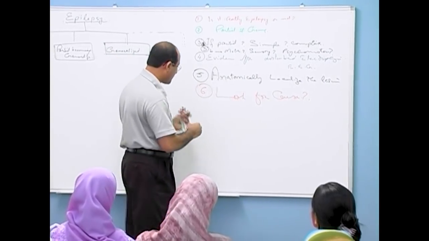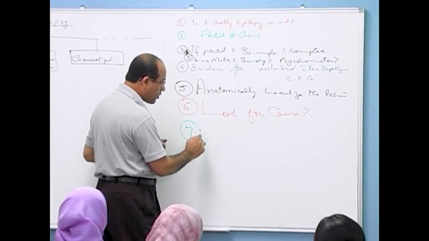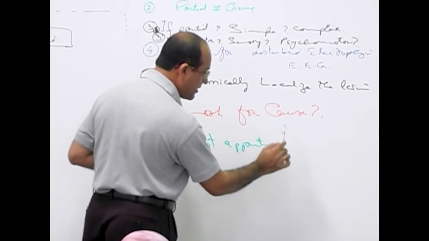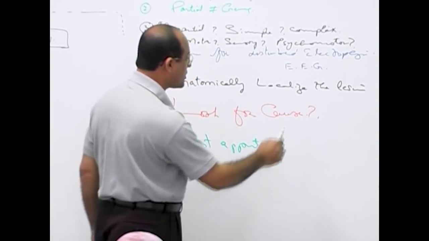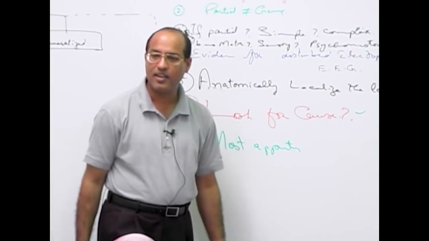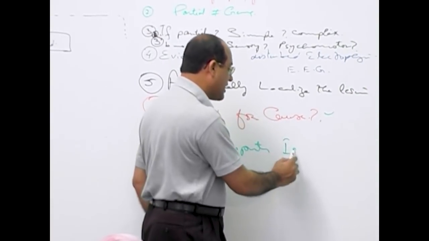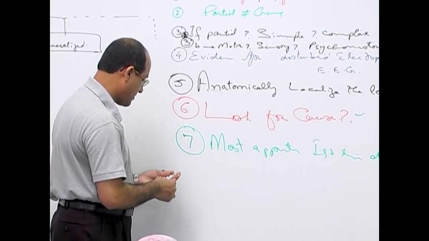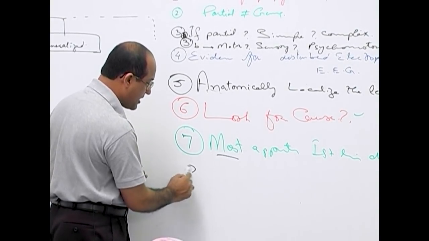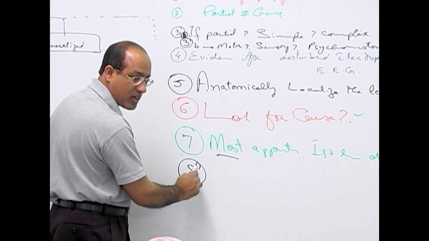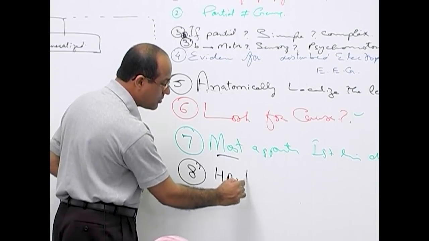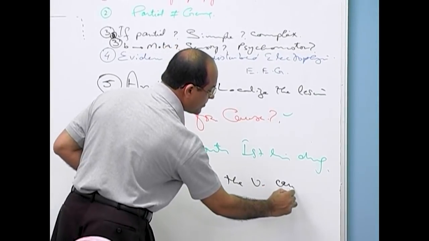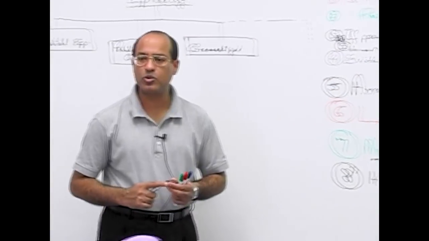Next, you have to look at what is the most appropriate investigation, of course, when you're looking for the cause. Then the most appropriate first line drug. Third, you're controlling the symptom. And the next question, how to manage the underlying cause? So these are the 8 questions you have to ask yourself.